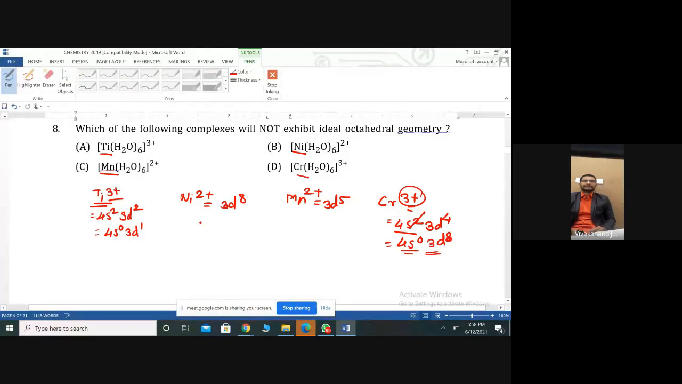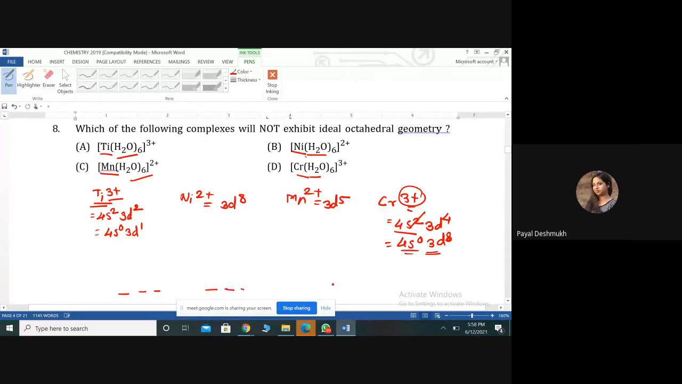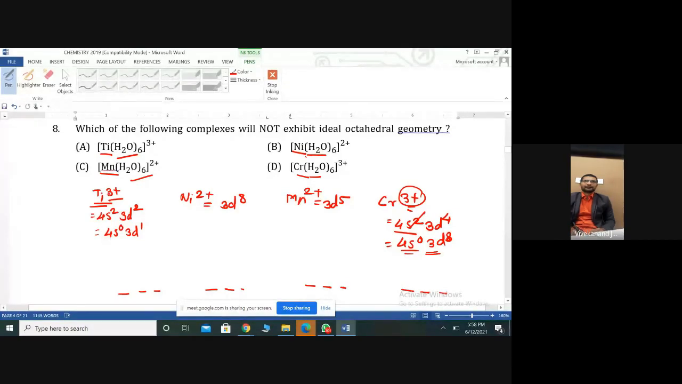Now, if you have seen each complex, is it an octahedral complex? Yes, sir. There is no logic behind it. If the 6 is written over there, then it is an octahedral complex. In an octahedral complex, we have t2g at the bottom and eg at the top. I hope it's clear for everyone.